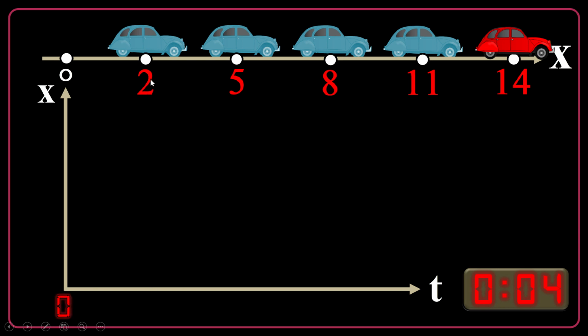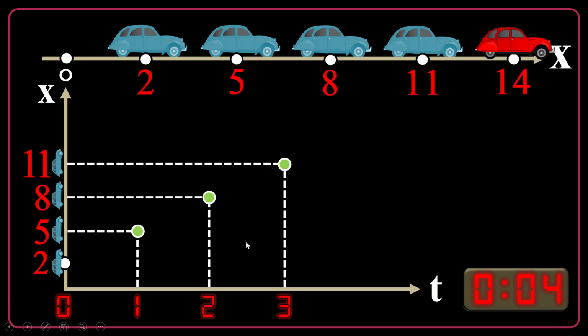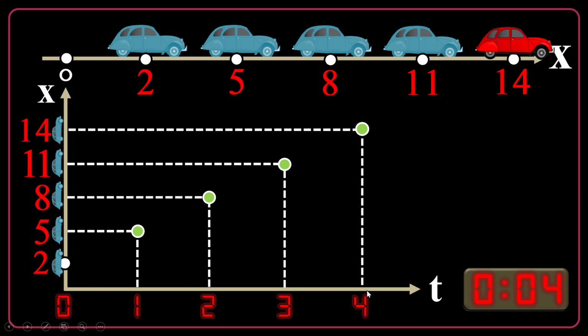First point, t equals 0 and x equals 2. Okay? And then t equals 1 and x equals 5. And then I continue with t equals 2 and x equals 8. And the next point will be t equals 3 and x equals 11. And finally, the object will get x equals 14 at t equals 4. Then I connect those points. Point by point, I can draw the line.